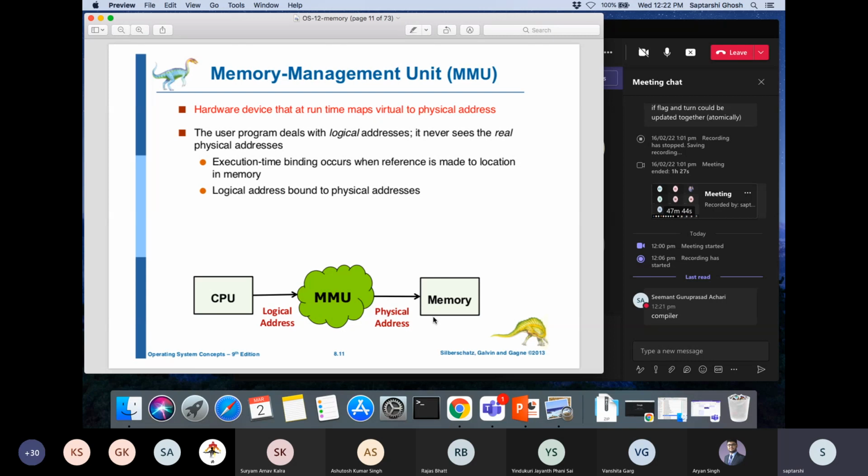That mapping is done by this hardware device called the memory management unit. The user program generates logical addresses. The MMU transforms or binds those logical addresses to physical addresses which actually go to the memory. Now we will see in more detail what is going on here. But understand this concept that there are two different address spaces, logical and physical, and this memory management unit is mapping logical addresses to physical addresses.